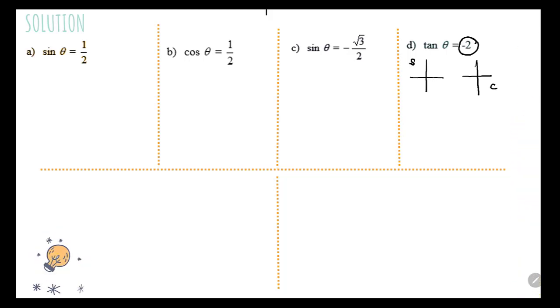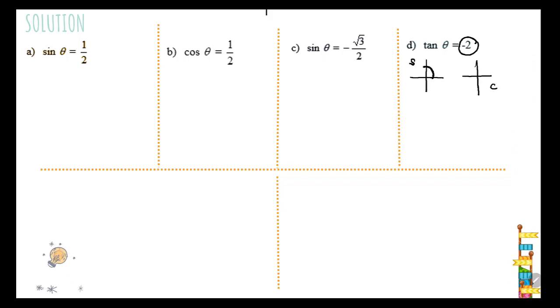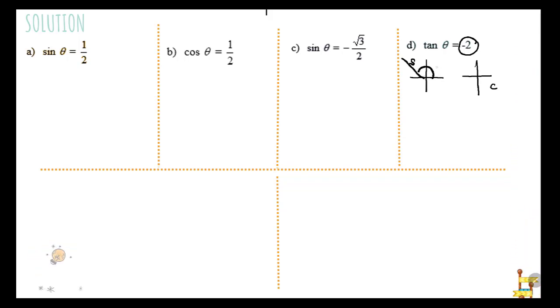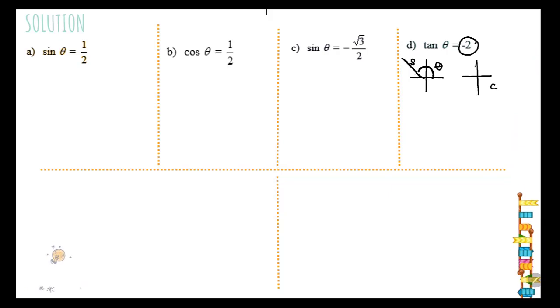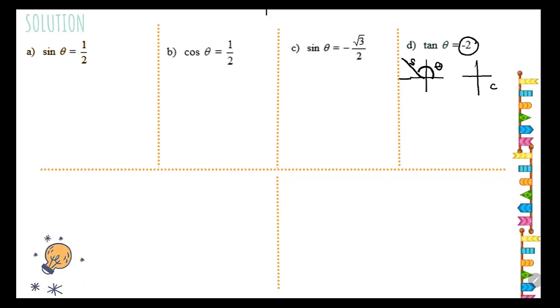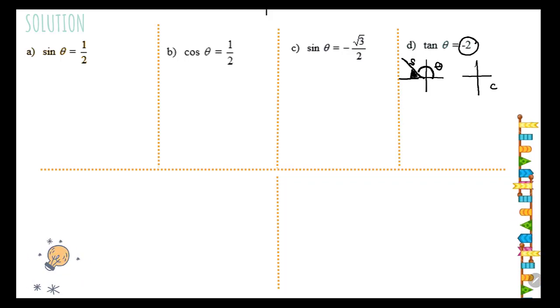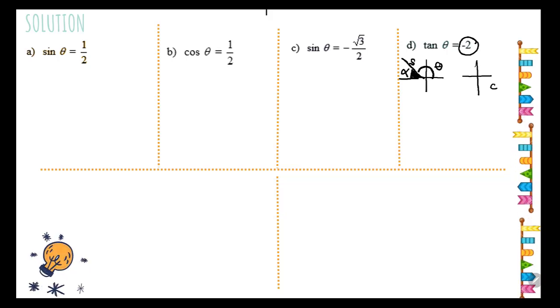For the second quadrant, we start from the positive x-axis anti-clockwise until we reach the second quadrant, and we draw our terminal line. So this is theta. Okay students, now from theta we can already decide alpha. Alpha is also attached to the x-axis to the terminal line, less than 90 degrees. So this is alpha, which is the reference angle.